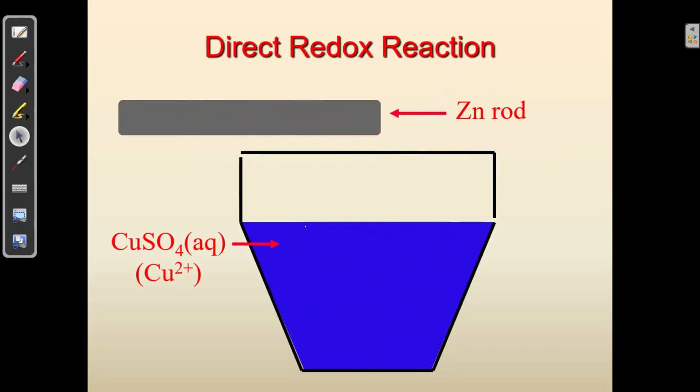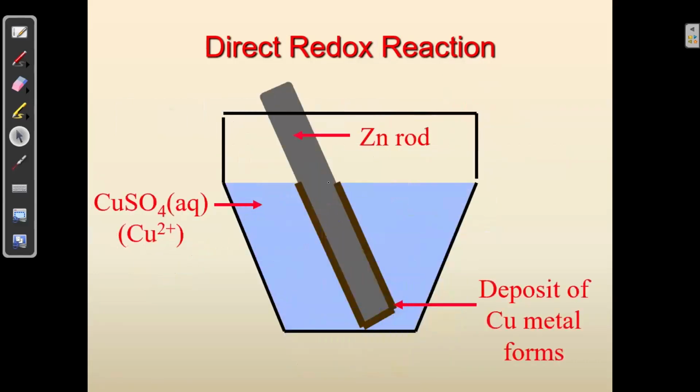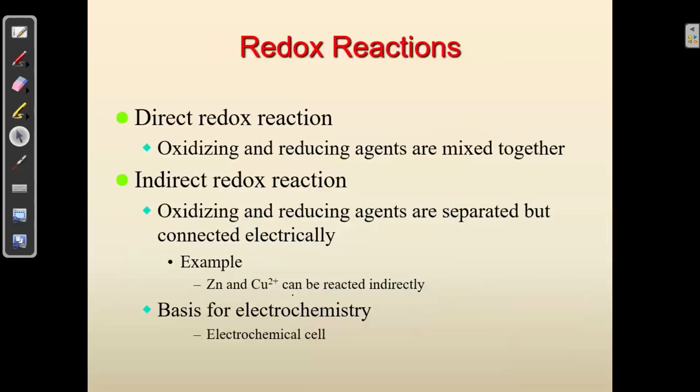In the same container, you will find that the zinc is displacing the copper ion. So what happens is the copper ion gets electrons from zinc. Zinc loses two electrons, converted into Zn2+ and 2 electrons. Now these 2 electrons go to the copper. The copper is formed. This brown coating you can see on the electrode is copper. So both redox reactions are taking place in the same container. We call it a direct redox reaction.